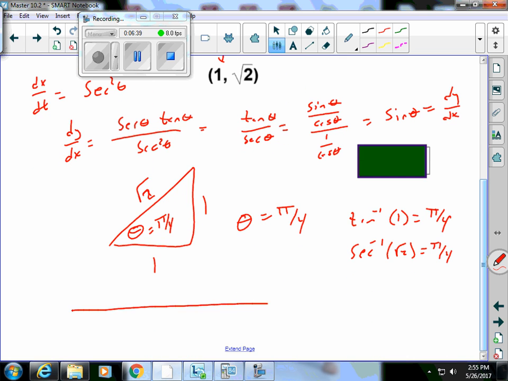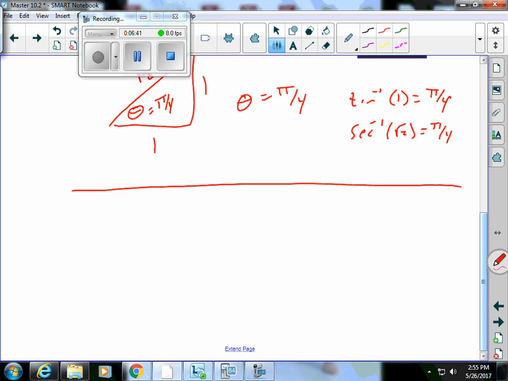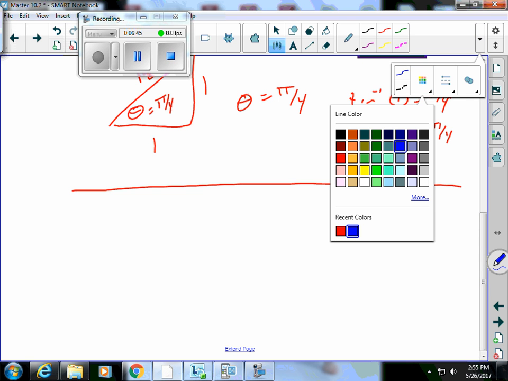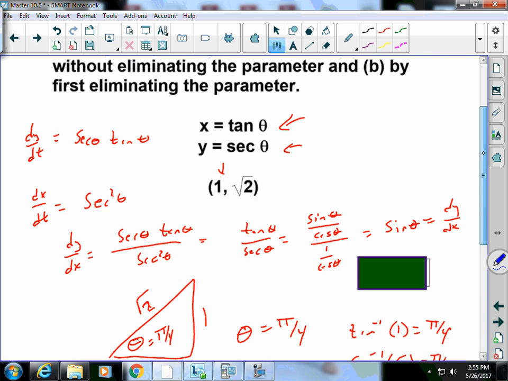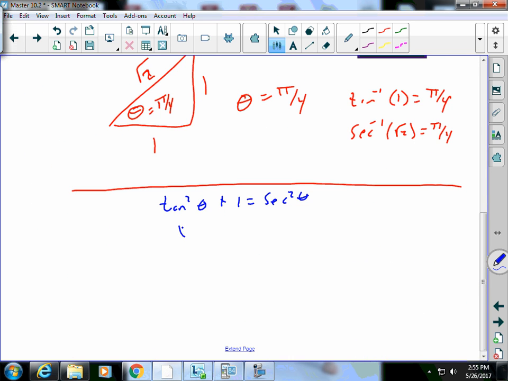I'm going to start the second method, which was elimination. I'm going to change colors. So how do I eliminate? Well, I have a fact that I know: tangent squared theta plus 1 equals secant squared theta. Going back up here, I have x's and y's. So I get x squared plus 1 is equal to y squared.